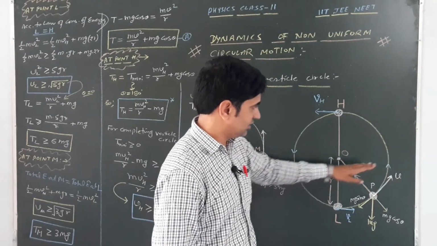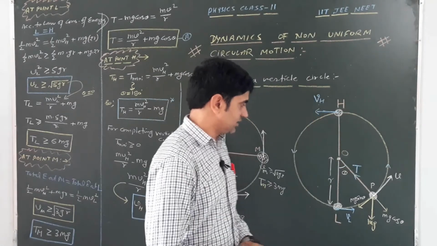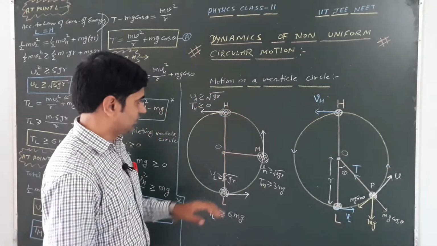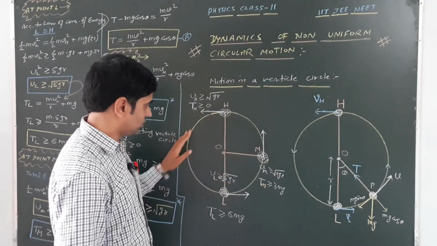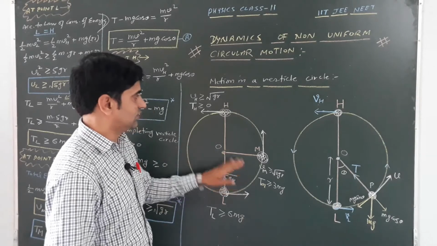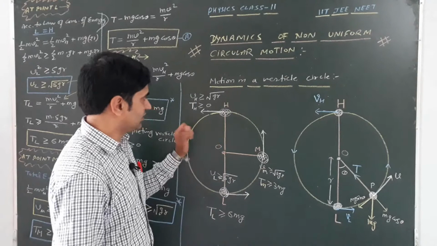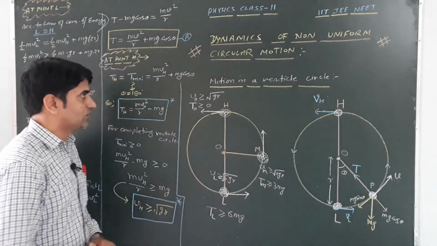At the lowest position, at any mean position, mid position, at the highest point we are finding the values of the minimum velocity of the stone to cover the circular path and tension T in the string at the different positions such that the stone can cover the circular path without breaking the string. So we have to find out these things.